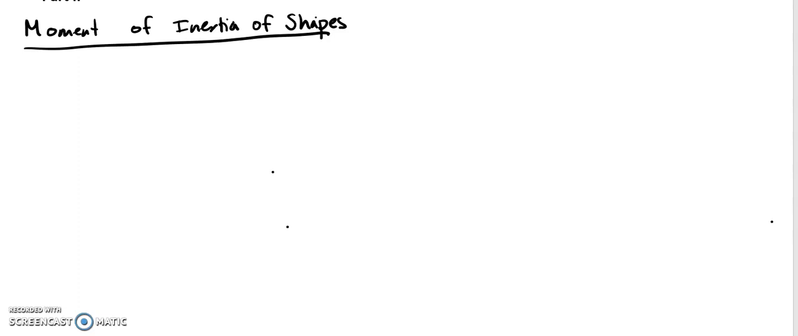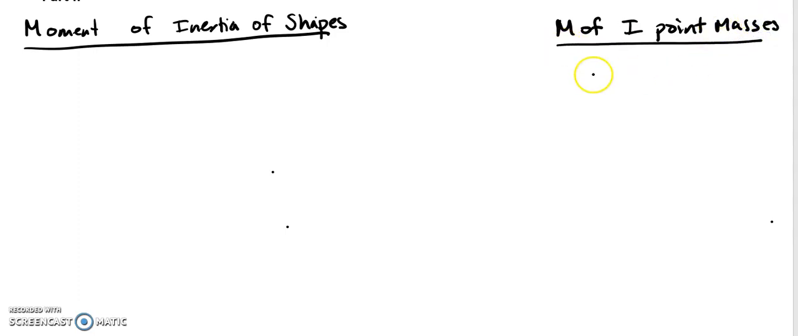Okay, so now we're going to talk about the moment of inertia of different shapes. We previously talked about the moment of inertia of point masses. And again, a point mass is just some little mass in space that is some distance from a pivot point. For point masses, that was m1r1 squared plus m2r2 squared plus so on.